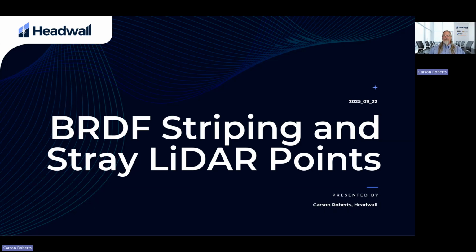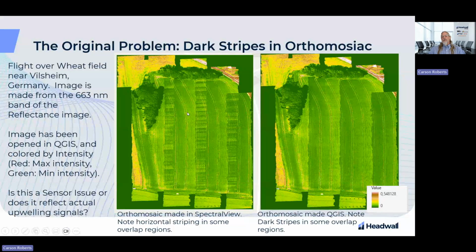My name is Carson Roberts from Headwall Photonics, and today I'd like to talk about bidirectional reflectance distribution function striping and stray LiDAR points. These are a couple of artifacts seen in some customer data that I have analyzed and basically can blame them both on our friend the sun, which gives us light, but unfortunately doesn't give us perfectly uniform light all the time.